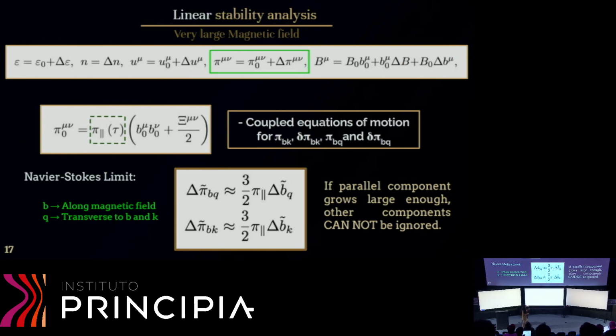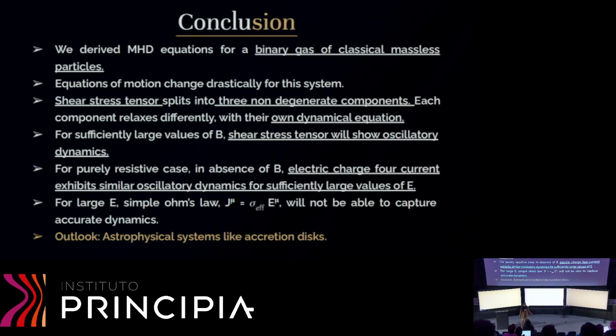And also, even in astrophysical systems, if the parallel component of the shear stress tensor itself grows large enough, then this approximation breaks. Then we have to consider other components of the shear stress tensor. And this is our ongoing project that we are investigating, and we hope to see some interesting results. And then, okay, I'll leave my conclusions to you. Thank you.